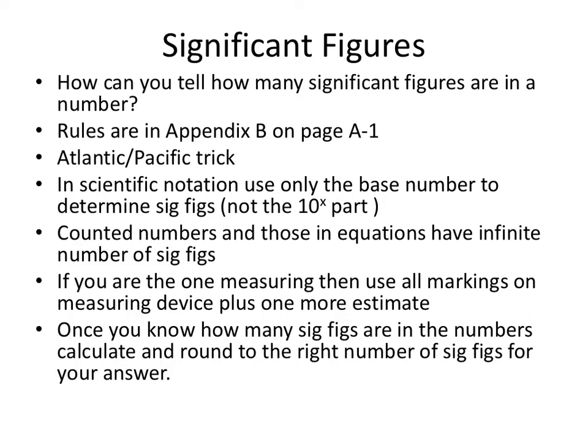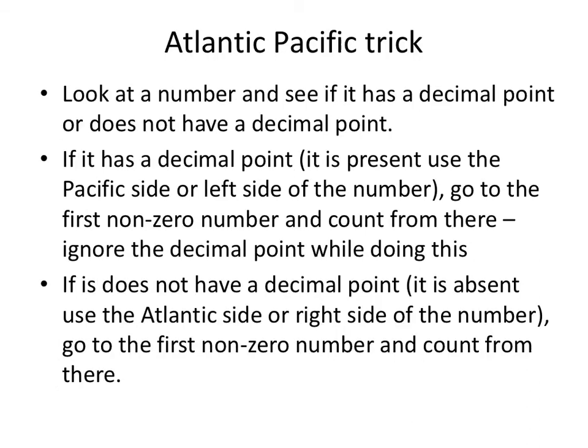If you are the one measuring, then use all the markings on the device plus one more estimate. So just like what I showed you in the last slide, you use those markings and then one more estimate, and that's significant too. And you can't go beyond that, obviously, just use one estimate. Once you know how many sig figs are in a number, you calculate and round to the right number of sig figs for your answer. I'll show you how to do that.